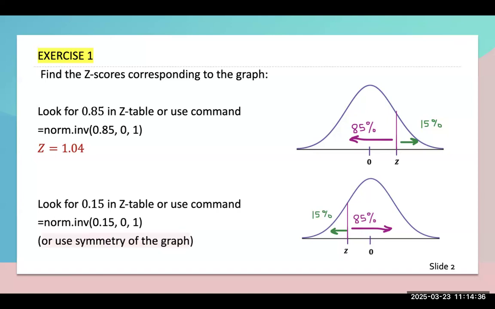Another thing you can do is use the symmetry of the graph. The symmetry of the graph says if the top one is 1.04, then the one on the bottom is going to be negative 1.04, because the distance to the right of 0 for that z-score is 1.04. So then the distance to the left is the same distance, and remember that when we're to the left of 0, the z-scores are negative, so it'd be negative 1.04.